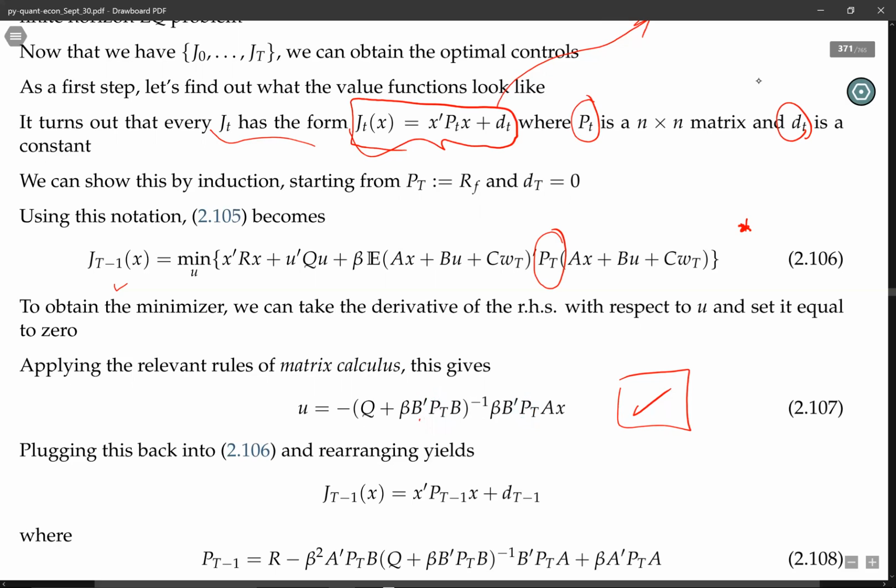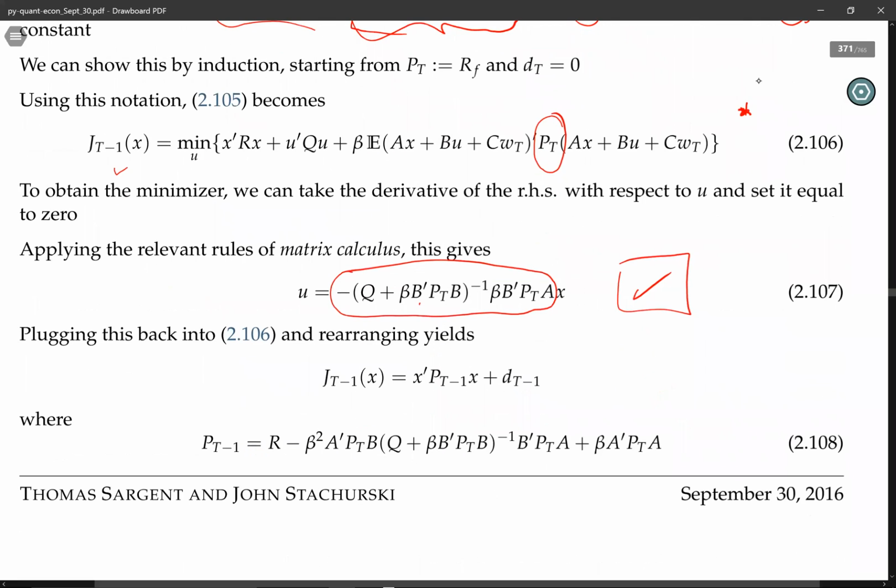So if you stare at all of this, the control u is a linear function. All of this is just a bunch of matrices. It's a linear function of the state. Your optimal control is a linear function of the state. And if you just plug this control back in here, that's just linear algebra, and I'm not going to force you to do that. I don't enjoy doing it myself, but you can trust me.